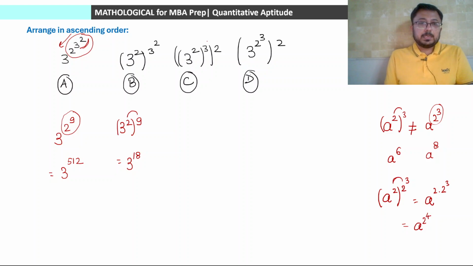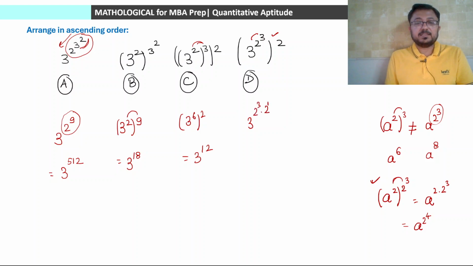Okay, next case: 3 to the power 2 into 3 is 3 to the power 6 whole squared. So this will become 3 to the power 12. And this is 2 cube into 2. The same thing we did here. So this becomes 3 to the power 2 cube into 2. So this is 2 to the power 1, this is 2 to the power 3. Powers add up. This will become 3 to the power 2 to the power 4, and hence 3 to the power 16. Now this power is 18, this power is 12, here the power is 16, and here the power is 512.